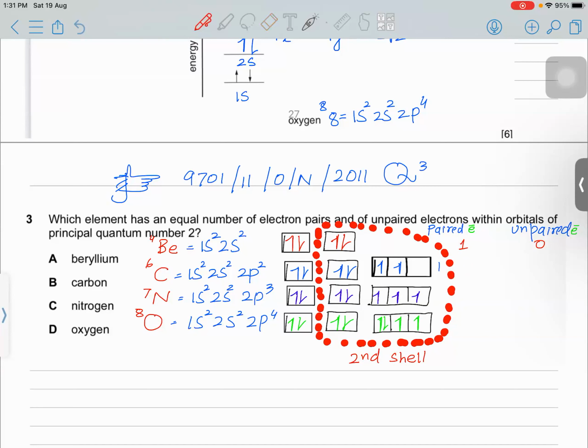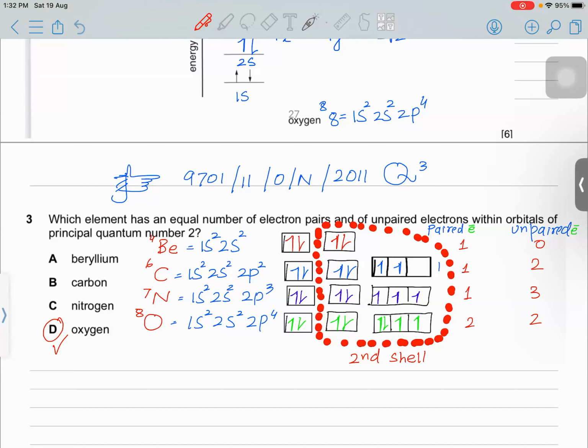If the examiner asks about the paired electrons, here we have one paired, two unpaired. Here we have one paired, three unpaired. Here we have two paired, two unpaired. So answer number D is correct.